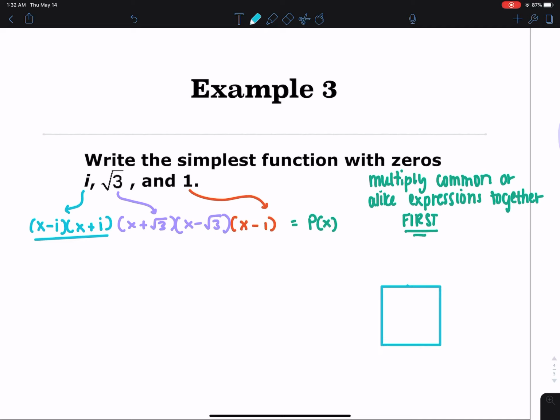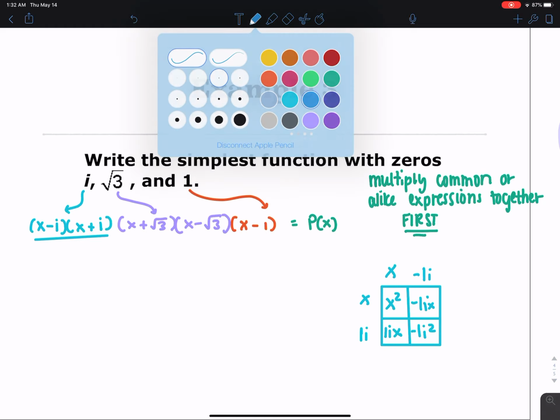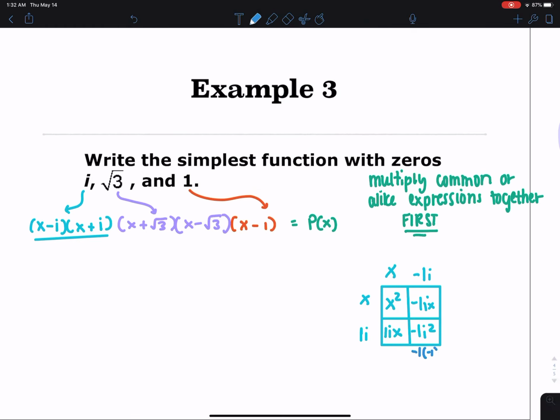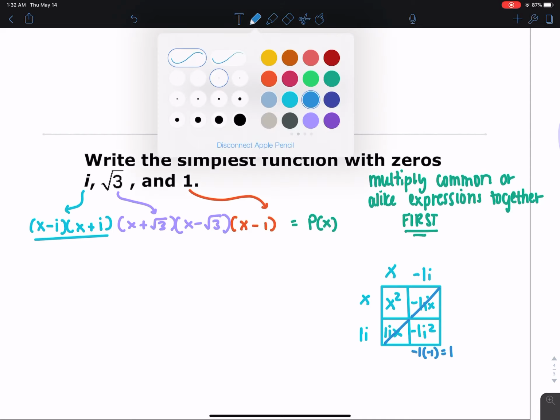So if we multiply those together, so technically it's x minus 1i and x plus 1i. So x times x is x squared. This is going to be minus 1ix. This is going to be plus 1ix. And then we would have minus 1, i times i is going to give us i squared. So remember, anytime you see i squared, that's equal to negative 1. So this is negative 1 times negative 1, which is just going to give us a positive 1. And if we have 1ix and negative 1ix, those are going to cancel out. So this is going to simplify to simply x squared plus 1.